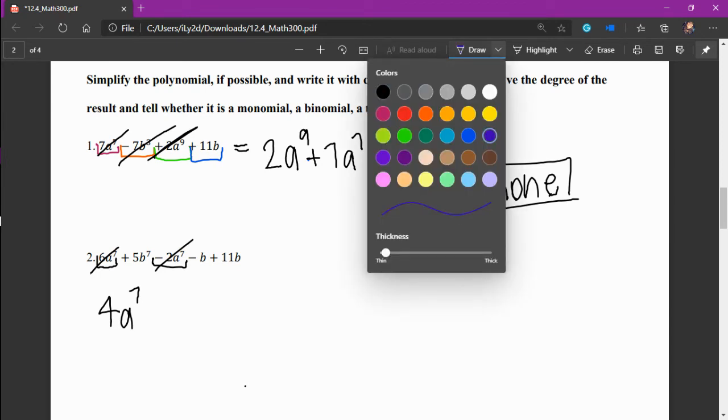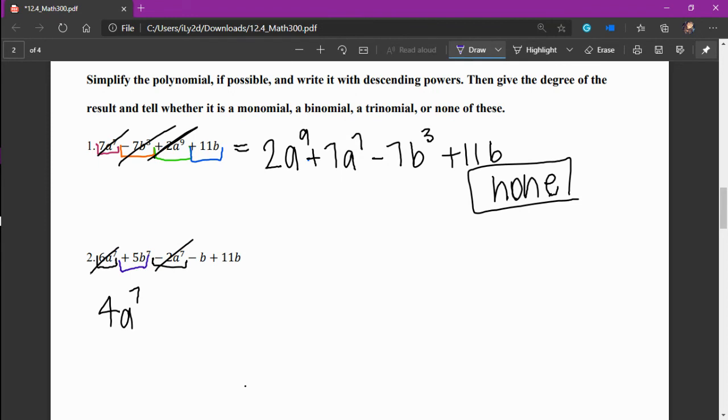Now, b to the 7th. I would choose this not only because it's the next term in line, but also because if I'm combining, knowing that I'm going to eventually have to write it in descending order, why not already start picking out the ones that I know would be next? Does that make sense? Hopefully. So if I'm looking at all my b's, I would look at the b to the 7th. What else is with a b to the 7th? Nothing. This is the only term that has a b to the 7th. So it's just plus 5b to the 7th.